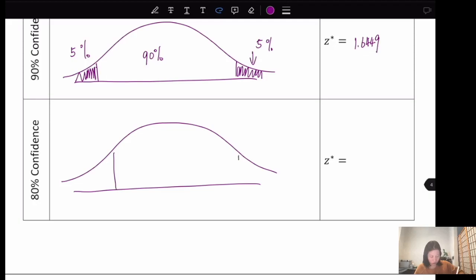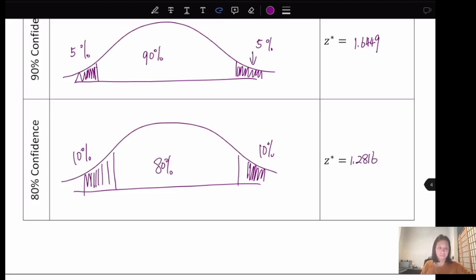For the 80% confidence interval, we want 80% of data in the center. Each tail contains 10%. So I got 1.2816 for the z-score. I just show you the answer here, but I really want you to calculate it by yourself. Okay, in the next video, we will do more practice on constructing the confidence interval.